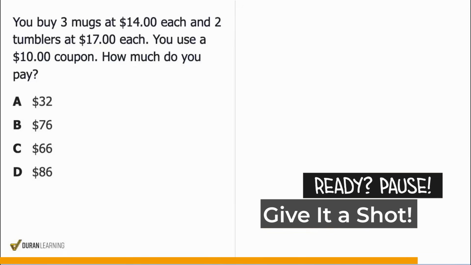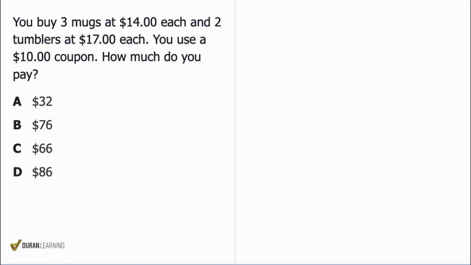And we see that we're being asked, how much do we end up paying? All right, sounds good. So it doesn't seem like there's going to be a strict formula to follow here. We just got to follow that story start to finish. So here, we buy 3 mugs at $14 each, 2 tumblers, $17 each.